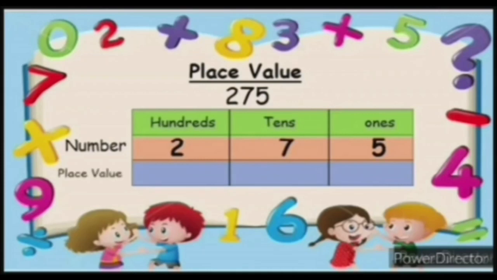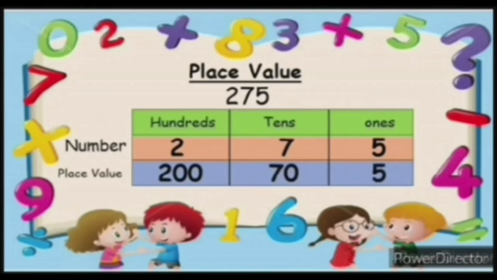Now look at the place value of each digit. Number 2 is in the hundreds column, which means that they are 200. So its place value is 200. As the number 7 is in the tens column, which means 7 tens, its place value is 70. As the number 5 is in the ones column, which means 5 ones, its place value is 5.